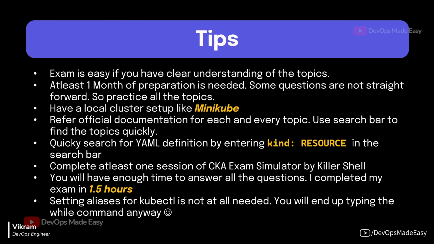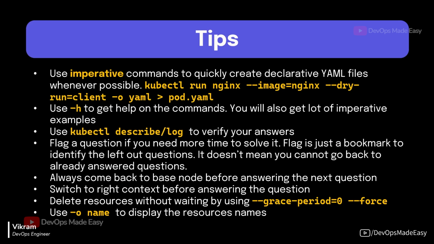One thing that you need to remember is, do not set any aliases or shortcuts in your environment, because it's not at all needed. Even if it is needed, just type the complete kubectl command without setting the alias, because you'll have enough time. And wherever it is possible, always try to use imperative commands, because imperative commands are much faster. And if you don't know how to use an imperative command, use -h at the end of the command to get more information about it. And also verify your answers by checking the logs or by using describe commands.